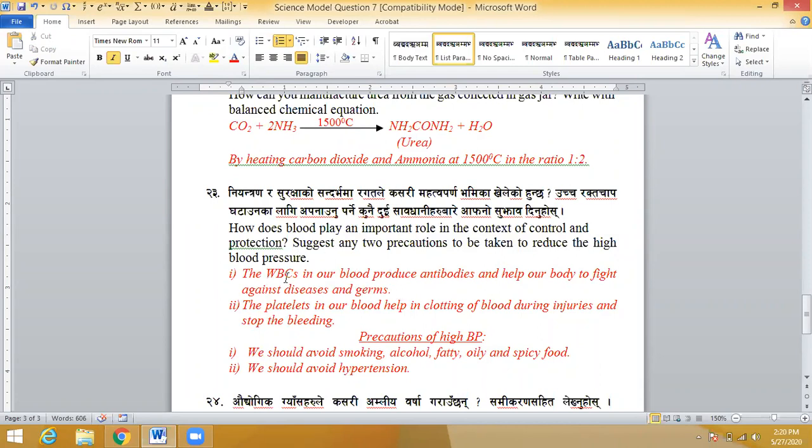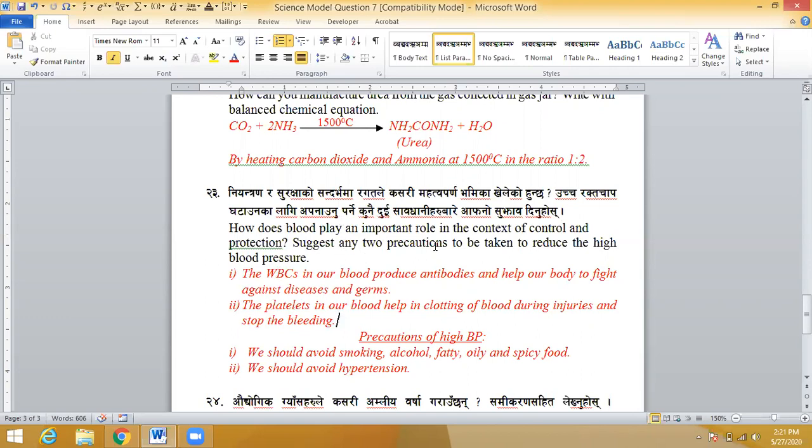The second role is played by the platelets, which are also found in the blood. They help in the clotting of blood. The blood gets thicker and clots. During injuries, when we have a wound, the bleeding can stop. If the bleeding stops, we can save our blood. We will not lose blood, and we can protect ourselves. In this way, WBC and platelets, which are components of blood, help to control and protect us. Now let's go for the next point.